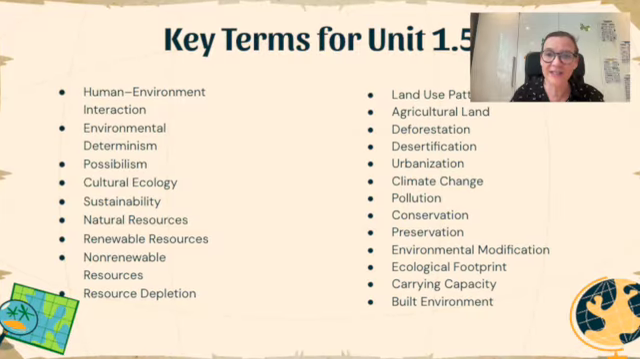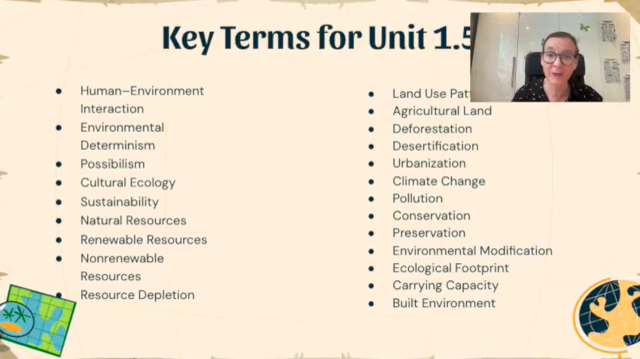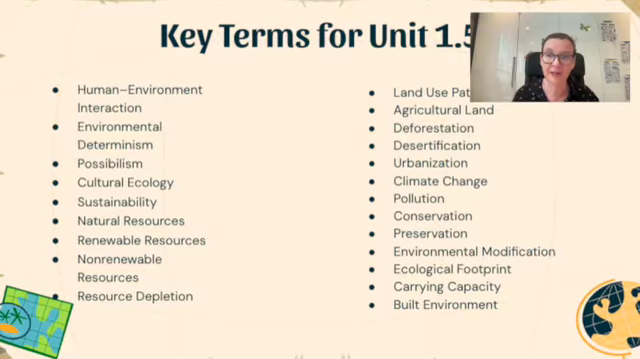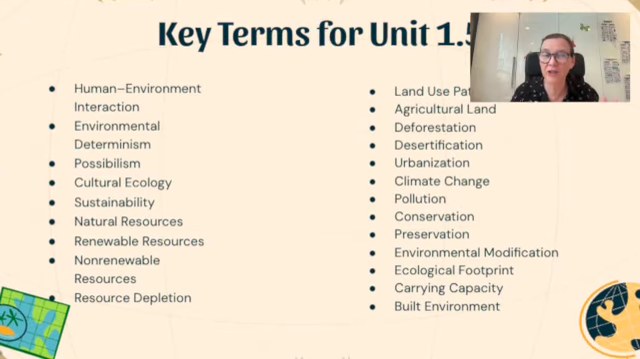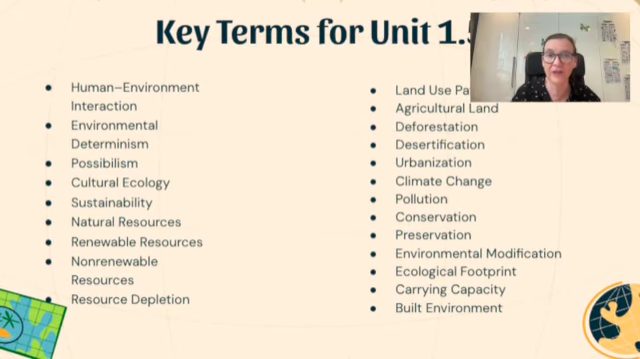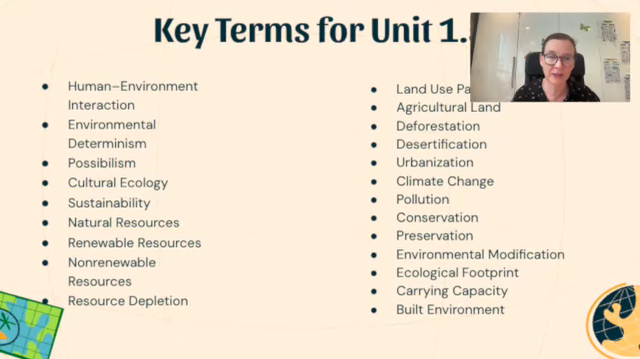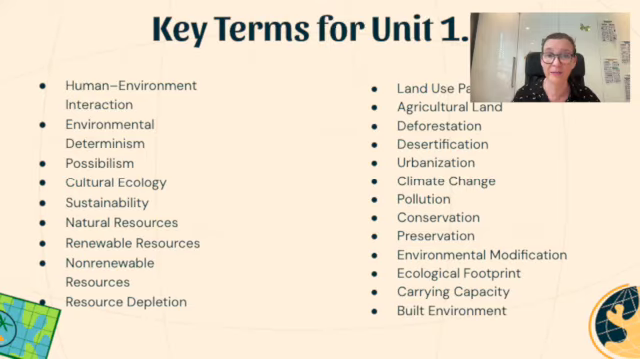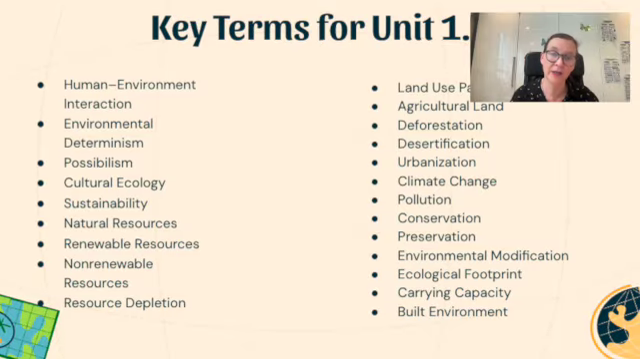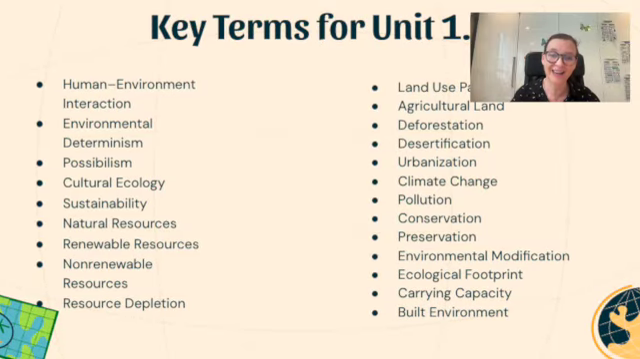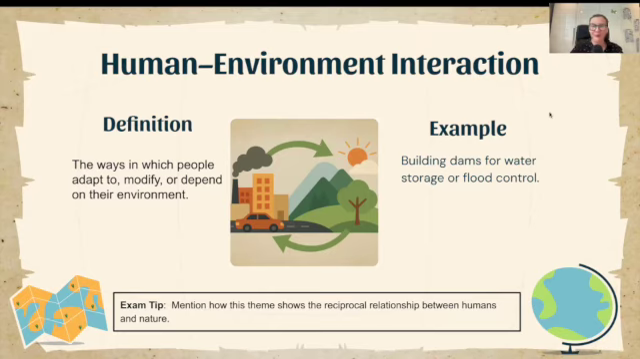So here on the slide, you can see all the key terms for 1.5, the important ones that you need to know to prepare for the exam. And remember, it's not just about the definition, but about knowing the definition and then being able to apply it to an MCQ or an FRQ. There are a lot of them for 1.5, but we're going to go through each one: definition, explanation, and an AP exam tip. Okay, first key term we're going to look at is human environment interaction.